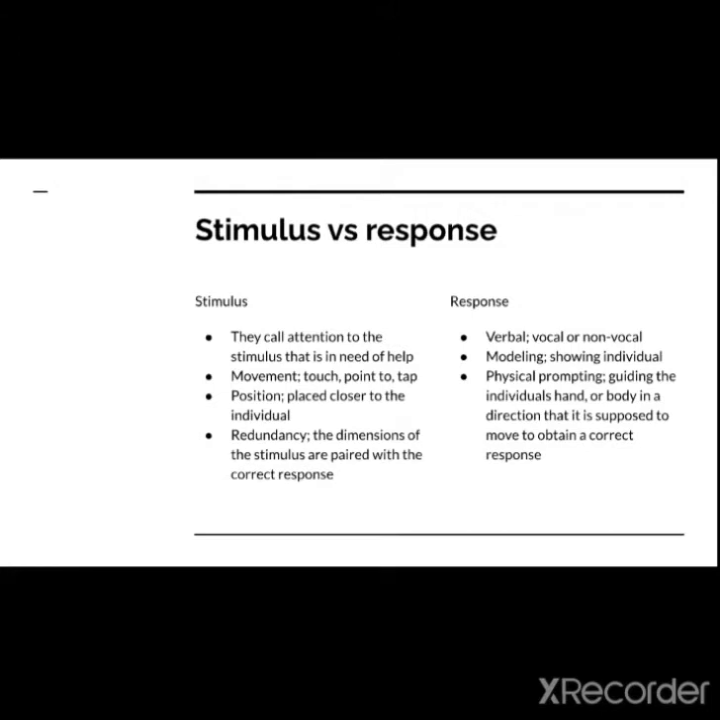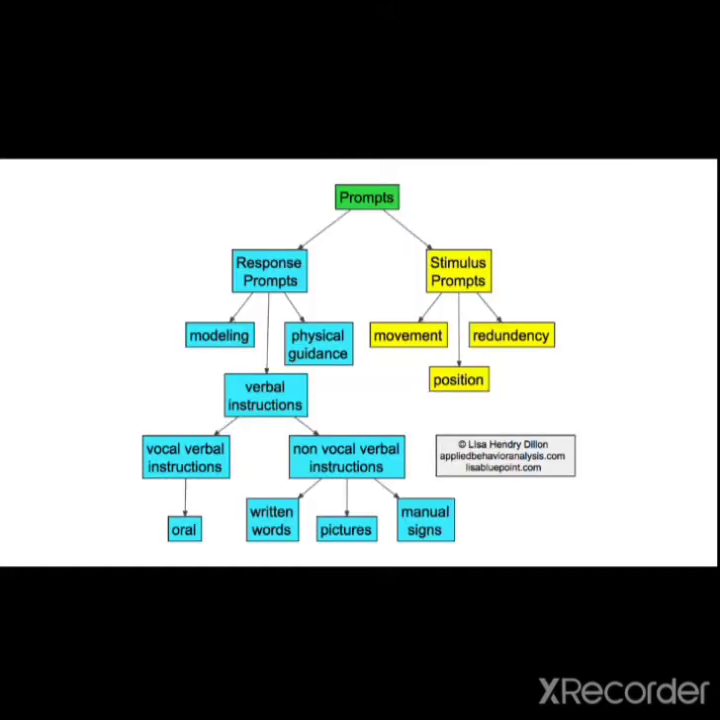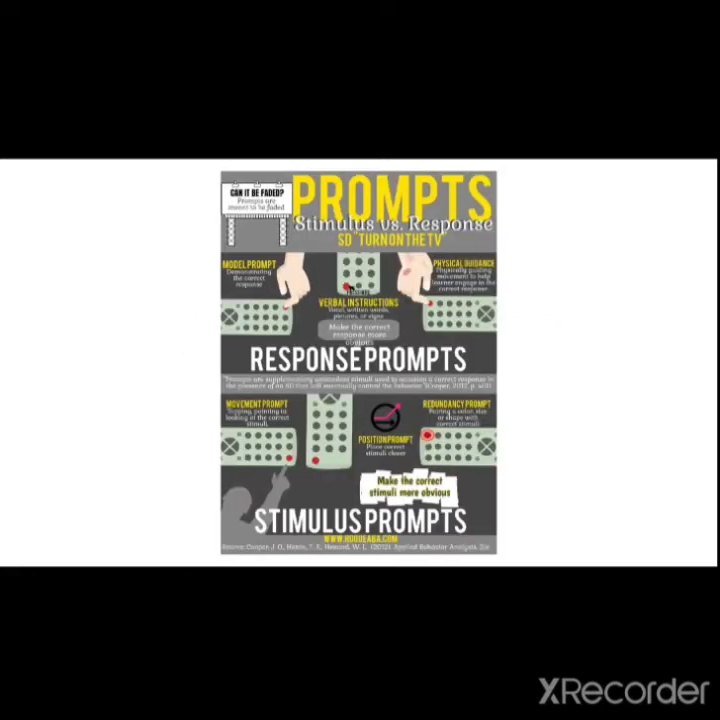We use this modeling to show everyone what we should do in the field. And then we have physical prompting. This is guiding the individual's hand or body in a direction that it is supposed to move to obtain a correct response. Here's a little visual for you guys. Another visual, you can find all free visuals at rogue.com.